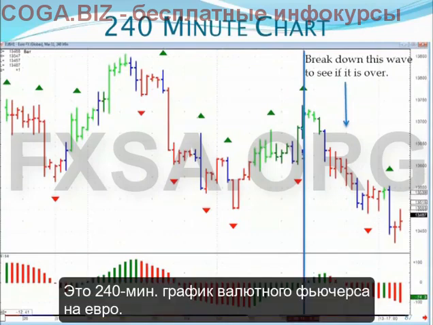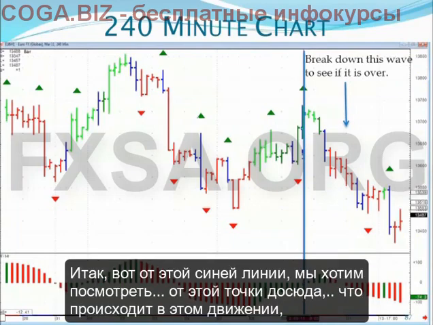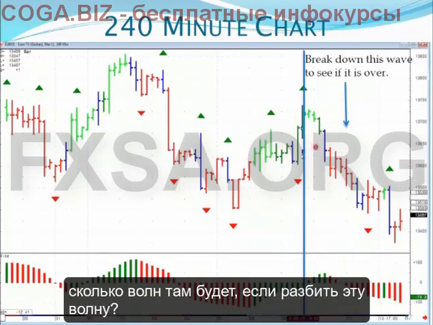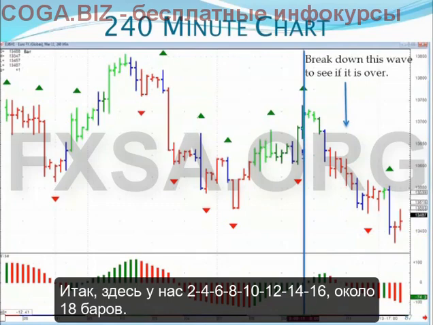Now this is a 240-minute chart. This is a euro chart, a currency chart. So if we're looking from where this thick line is, we want to see from this point to here what's going on. How many waves are in here if we want to break that down? That's roughly 2, 4, 6, 8, 10, 12, 14, 16, about 8.